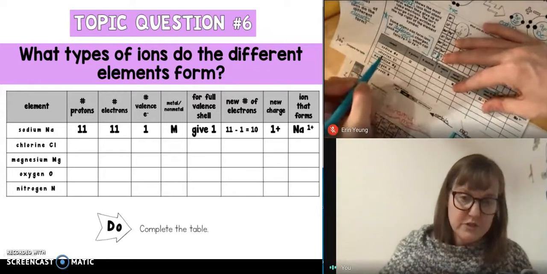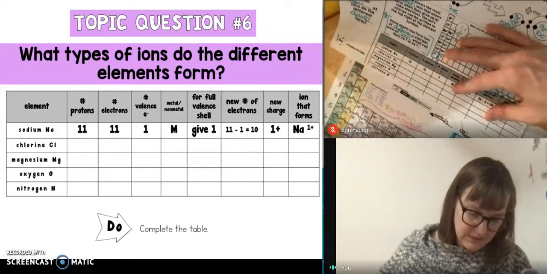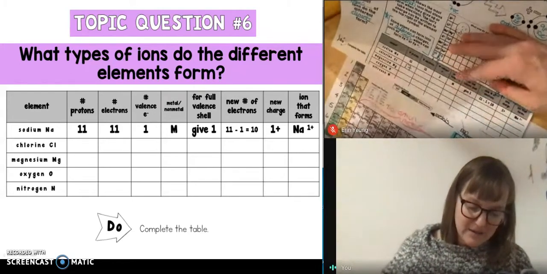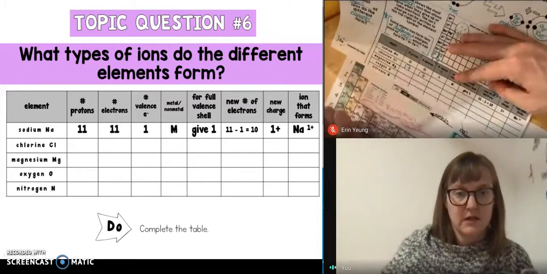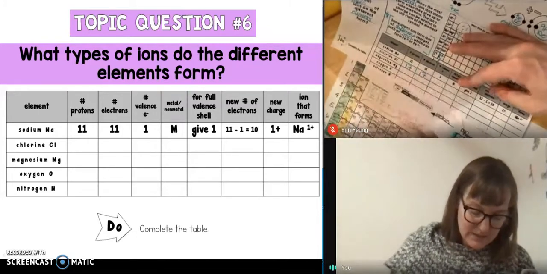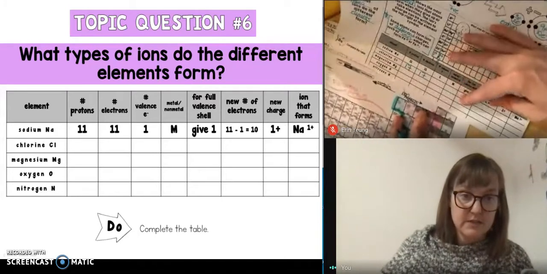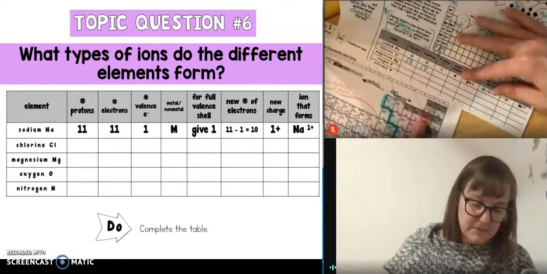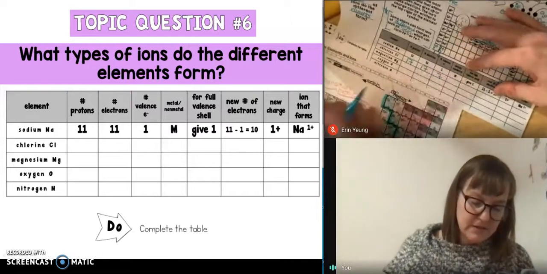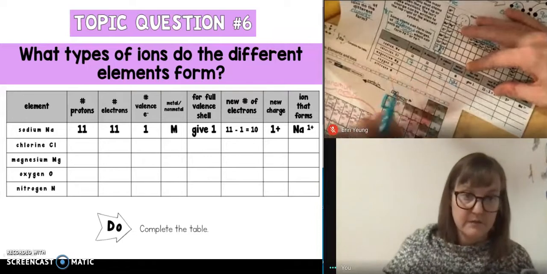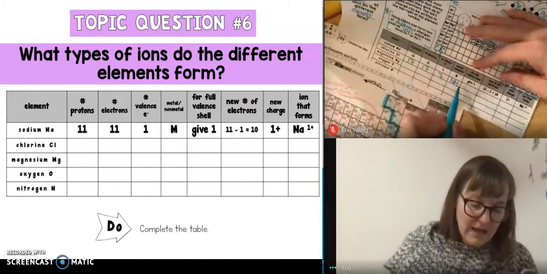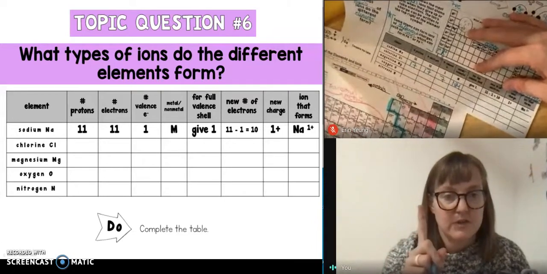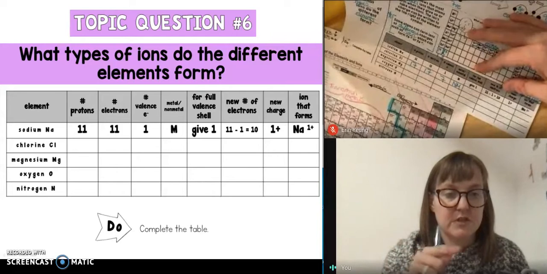So we're going to start with chlorine. Chlorine is here. Chlorine has 17 protons, and when it is an atom, it has 17 electrons. Because it's in group 17, it has 7 valence electrons, and it is a non-metal. So the question is, is it going to be easier for it to gain 1 electron, or is it going to be easier for it to lose 7?